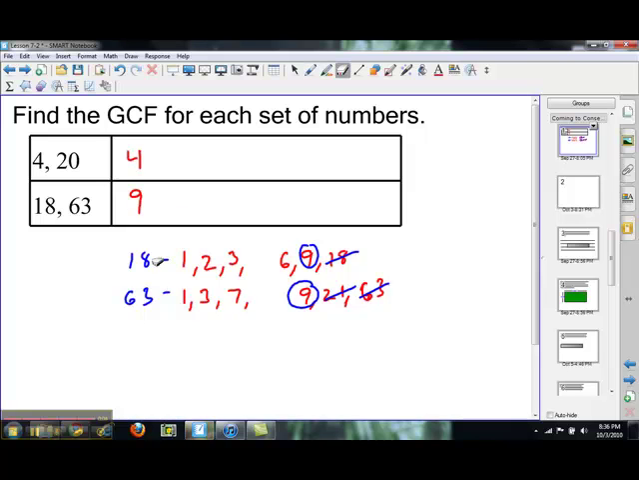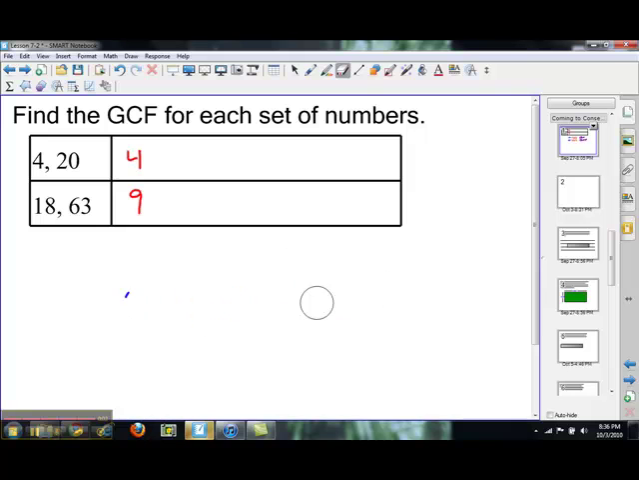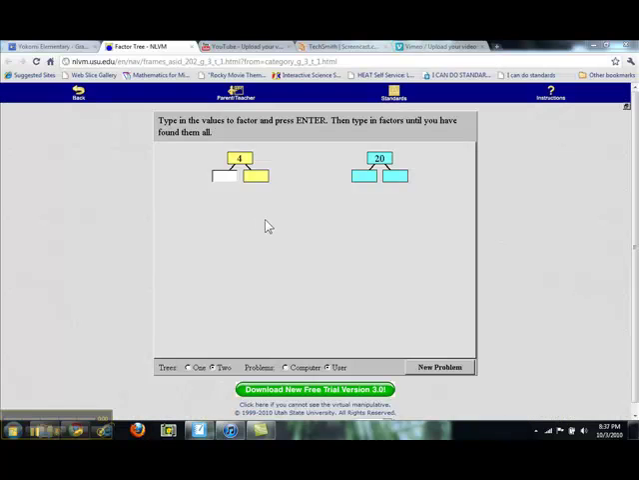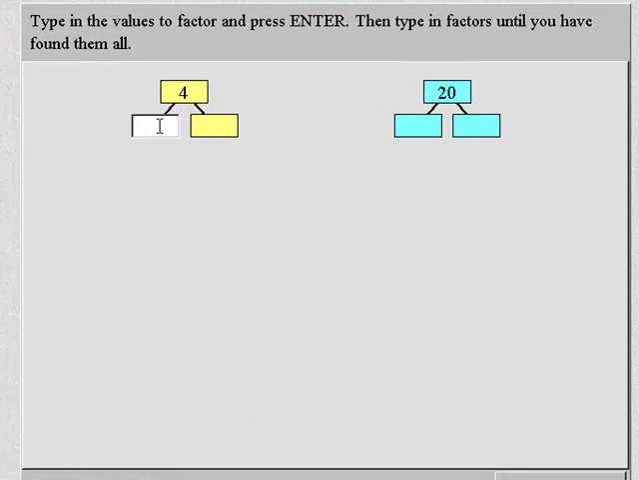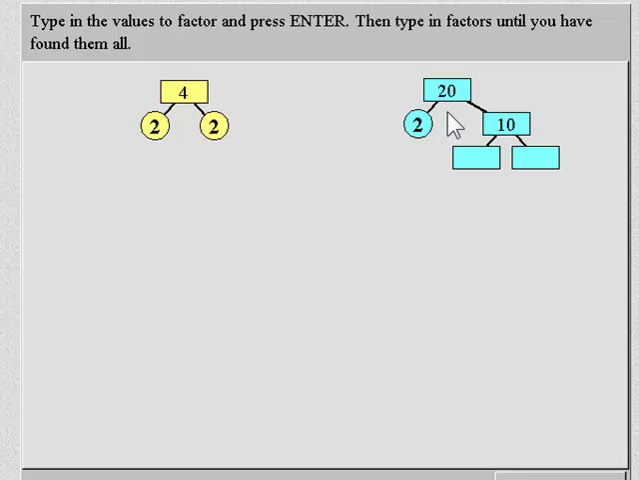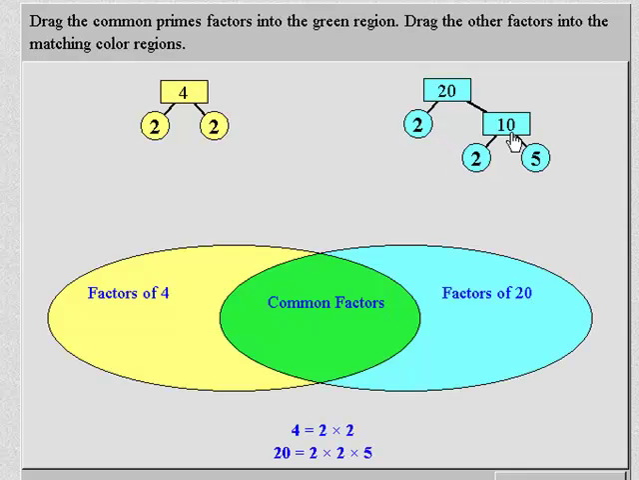I'm going to show you another way where instead of just using the factors, we can use the prime factorization to find the greatest common factor. So let's see, prime numbers, 2 times 2 equals 4, and that's the prime factorization of 4. And with 20, I know that 2 times 10 equals 20. Those are factors of 20, but 10 is not a prime number. And let's see, 2 times 5, those are factors of 10. Now all I have left are prime numbers, 2's and 5's.